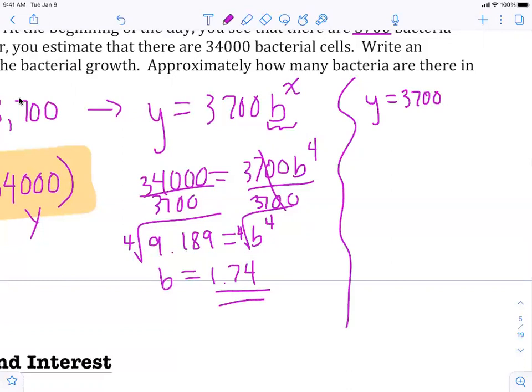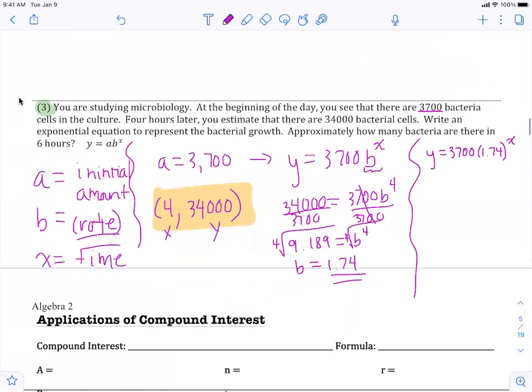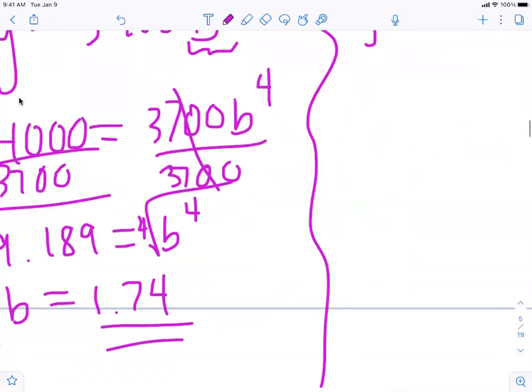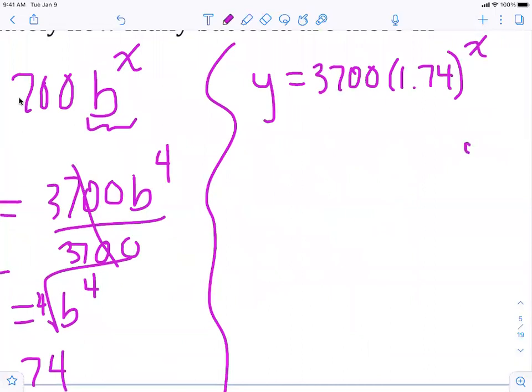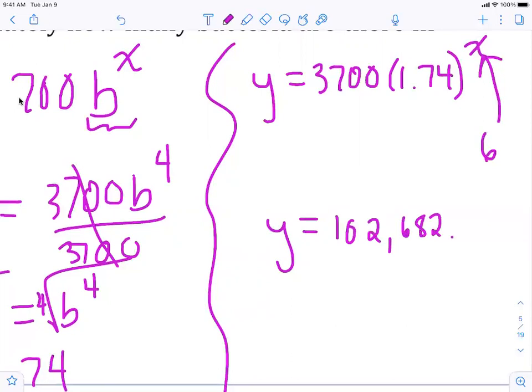You know it's not B anymore. We know that our growth rate is about 1.74, and we can leave the time. And now we can actually answer the question. It says approximately how many bacteria are there in 6 hours. So all we have to do is take 6, plug it in, and we get our final answer of approximately 102,682 point, approximately 6 to 8 bacteria.